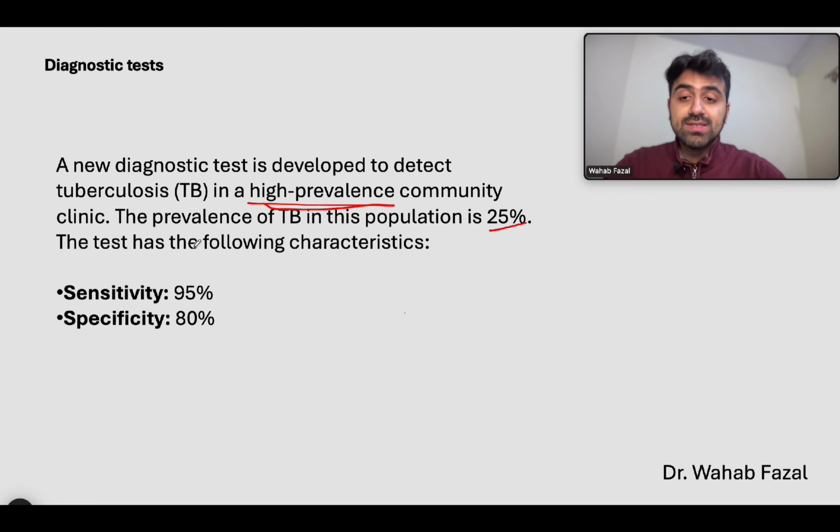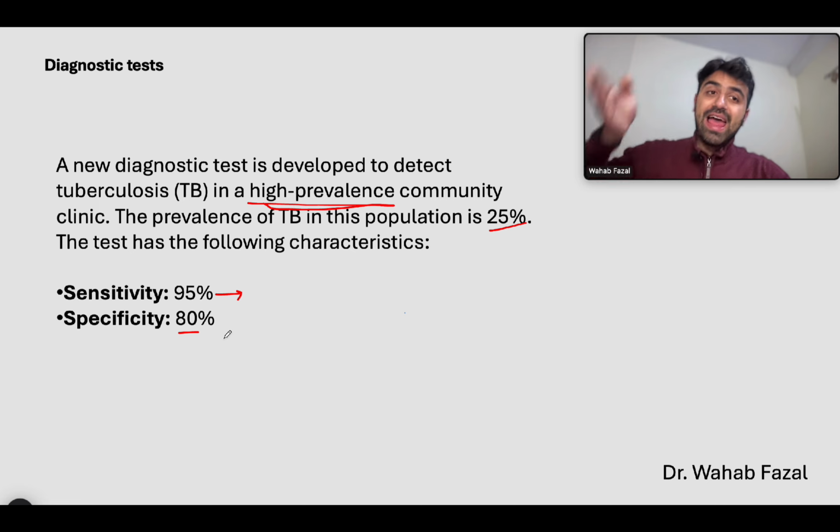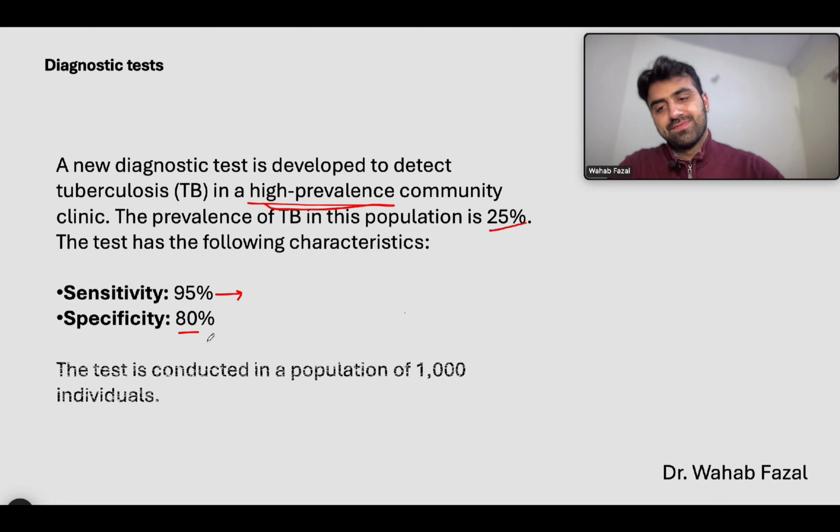This test has the following characteristics. Sensitivity of 95%, specificity of 80%. Let's explain this. In 100 diseased people, this test gives 95 true positives and 5 false negatives. Similarly, a specificity of 80% means in 100 healthy people, this gives 80 true negatives and 20 false positives.